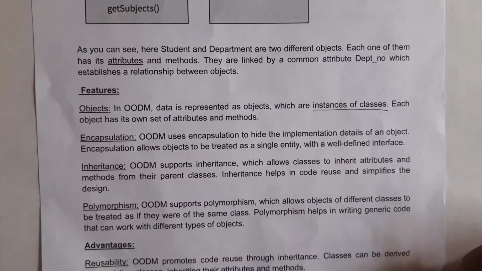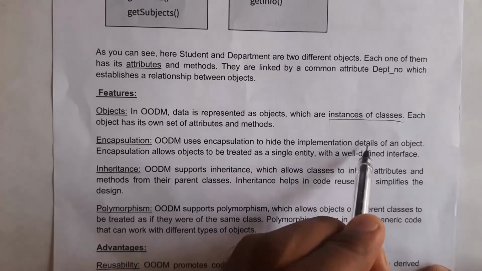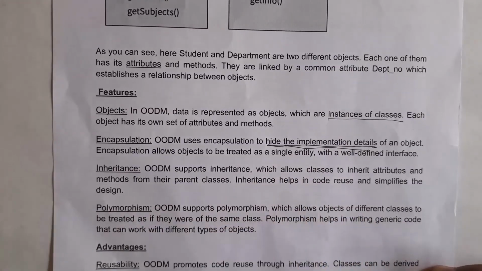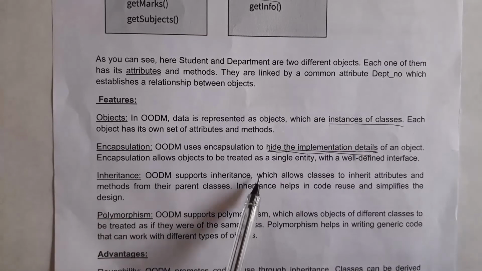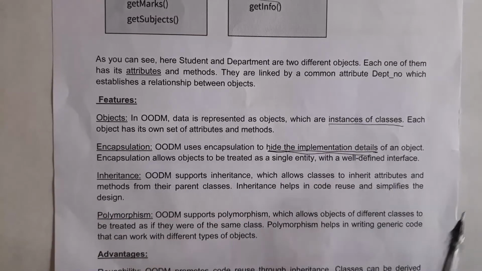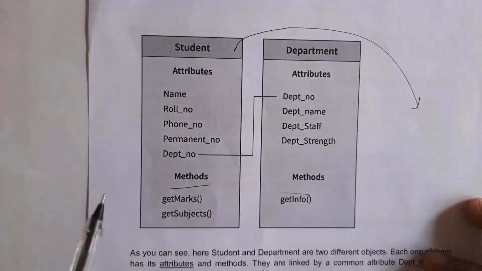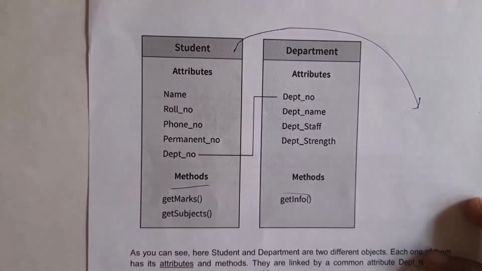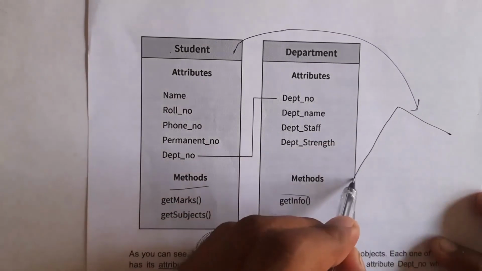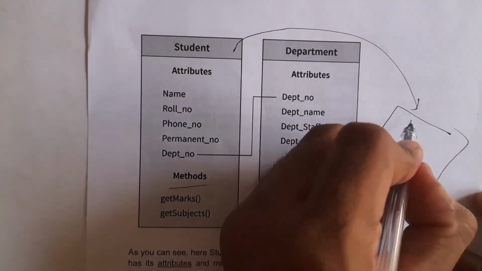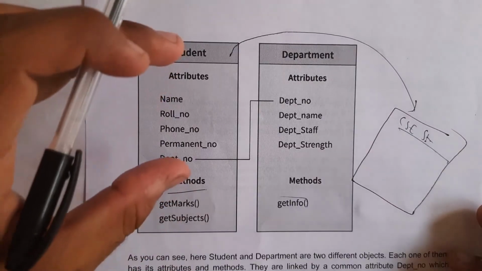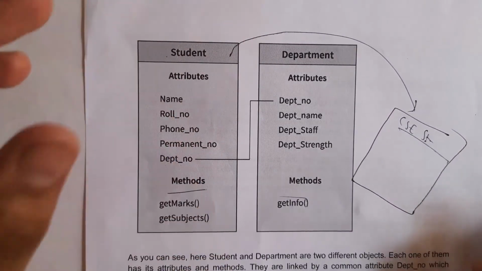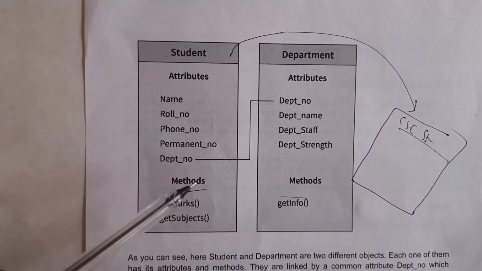And the next feature is encapsulation. Here we will write implementation details. And the next one is inheritance. The object-oriented data model supports inheritance, which allows a class to inherit attributes and methods of its parent class. For example, let us consider student is the parent class. Now I want to create a subclass like CSC students. Now I can create this class by inheriting attributes and methods which are present in the parent class. I can simply copy these attributes and methods.